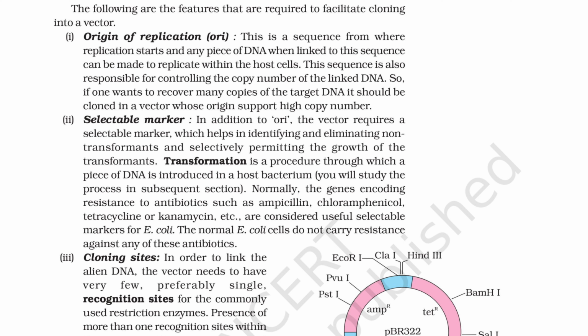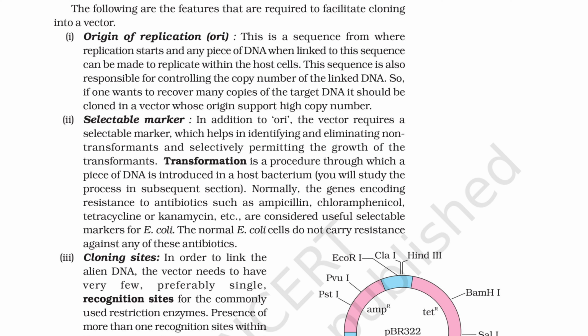1. Origin of replication, ORI. This is a sequence from where replication starts, and any piece of DNA when linked to this sequence can be made to replicate within the host cells. This sequence is also responsible for controlling the copy number of the linked DNA. So, if one wants to recover many copies of the target DNA, it should be cloned in a vector whose origin supports high copy number.